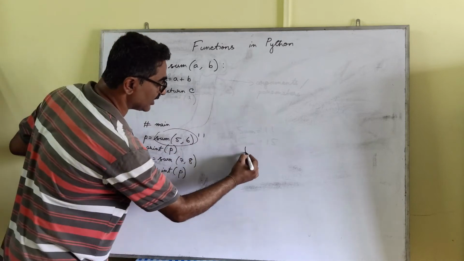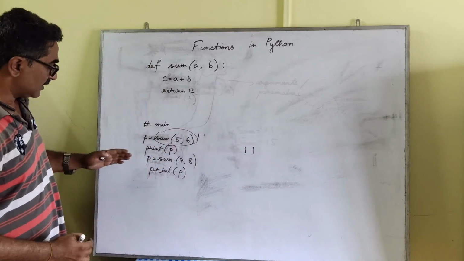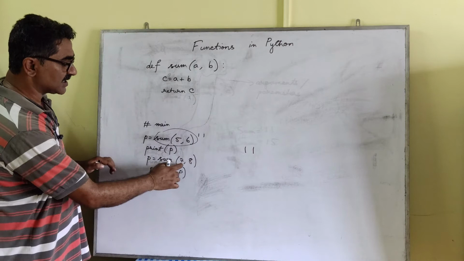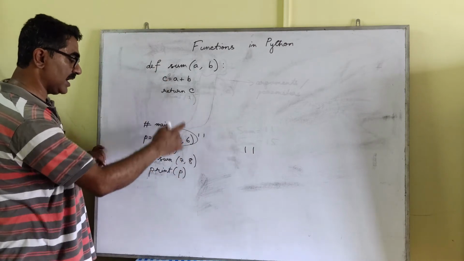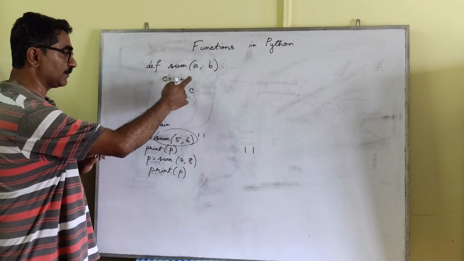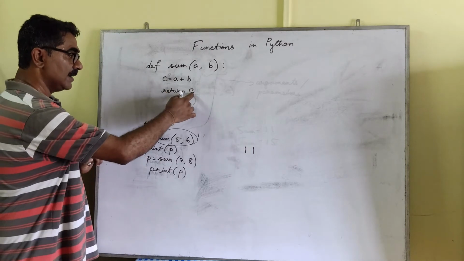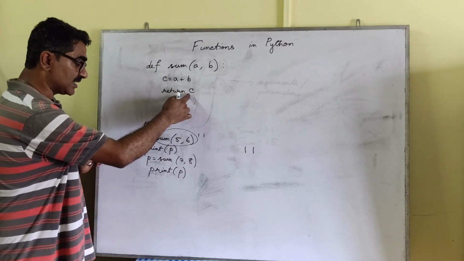Print P, it's going to definitely display 11. Now look at this. P equal to sum 7, 8. Same thing happens. 7 goes to A, 8 goes to B. C equal to 7 plus 8, that is 15. Print return C is going to return 15 where?